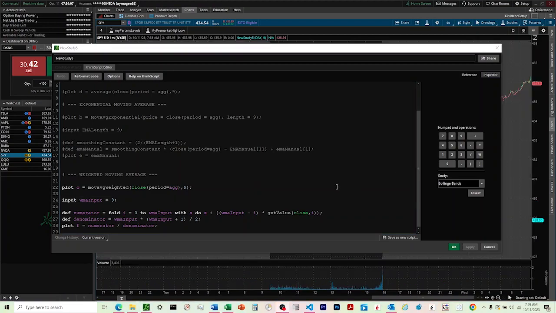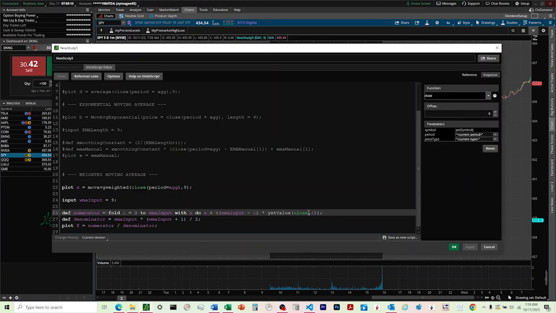One small correction I want to make here: in order to get those lines consistent on an intraday chart, down here on this close, we would want to add period equals AGG to make sure those lines are the same.